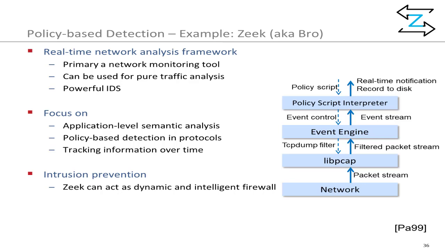The focus here is on application-level semantic analysis. You don't look at TCP data, you look at FTP data, HTTP data, DNS data, something like that. It's policy based because you have to write all these event handlers yourself. You have to decide what should happen if something is observed. It can also track information over time, so you can count, for example, the number of FTP packets, the number of DNS packets, also per host. It's really flexible there. And in the intrusion prevention part, because you can also instruct your firewall to log something, it can act as a dynamic, intelligent intrusion prevention system.